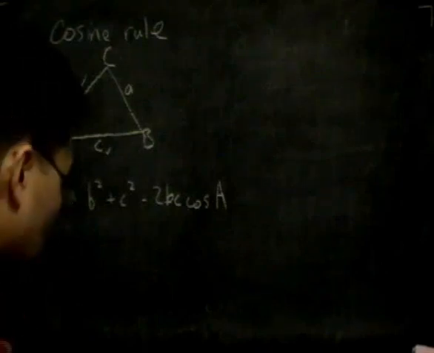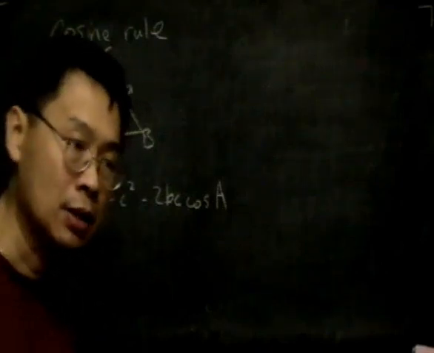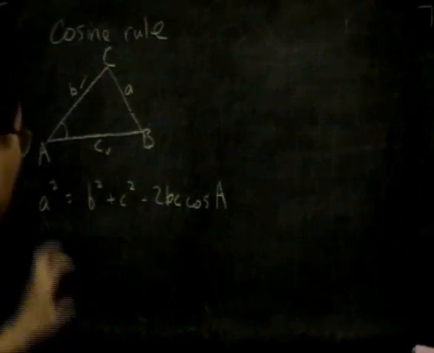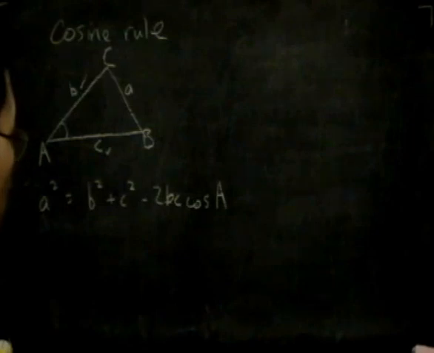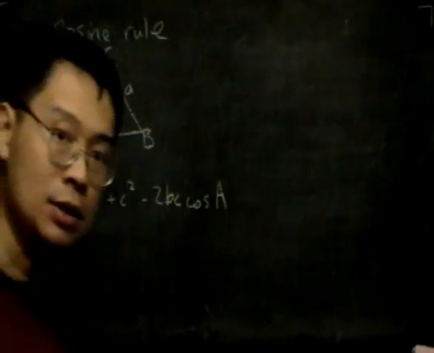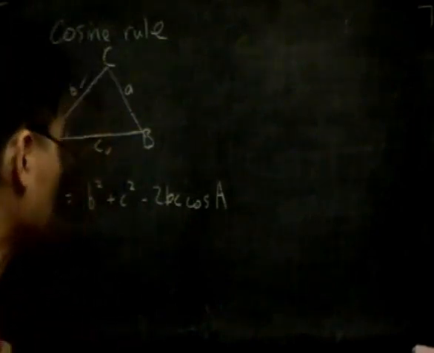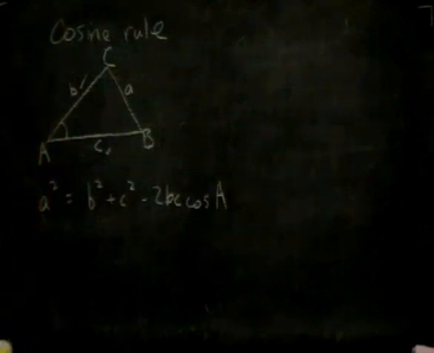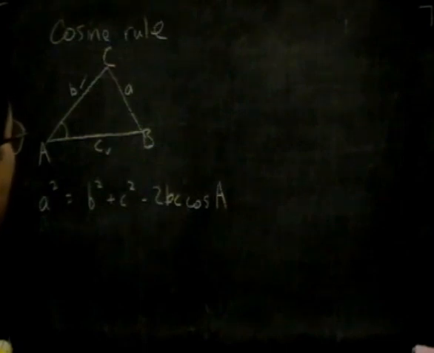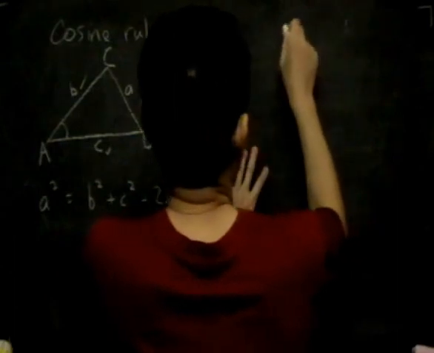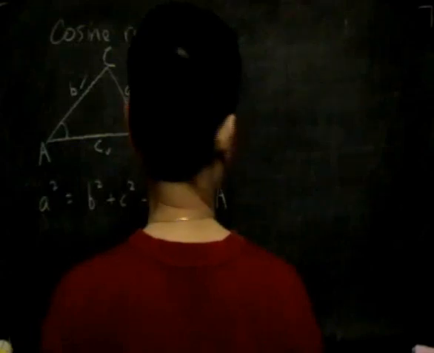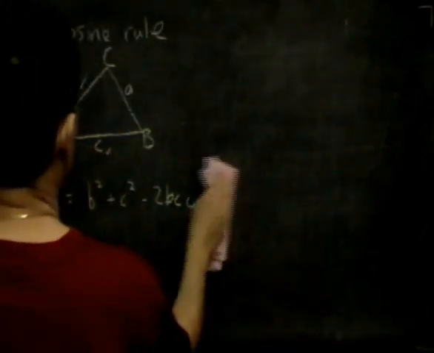Now in this case, I'm not going to explain the reason behind this formula. It's a bit more complicated. What I'm going to do is to go directly to show you one or two examples of how to use the cosine rule. Suppose I have a triangle. Okay, let me clean this up to make some space.